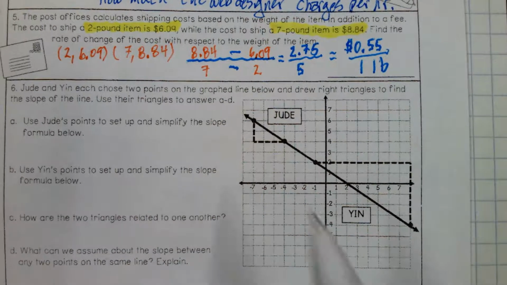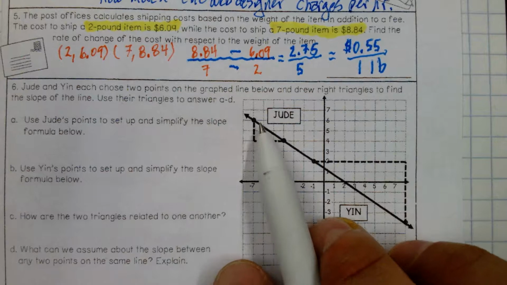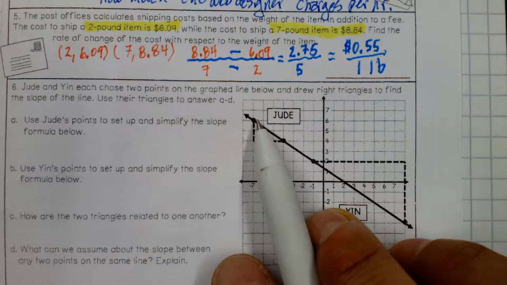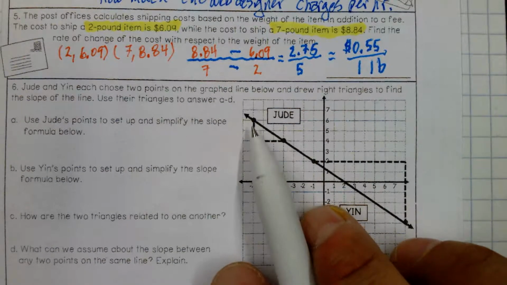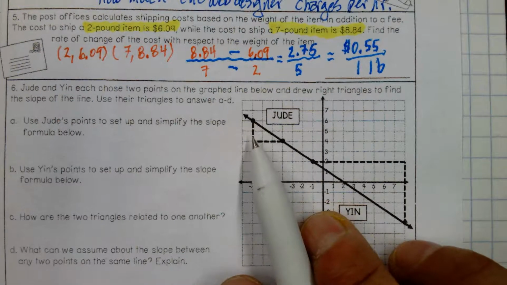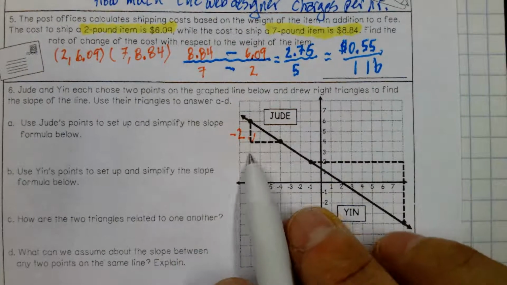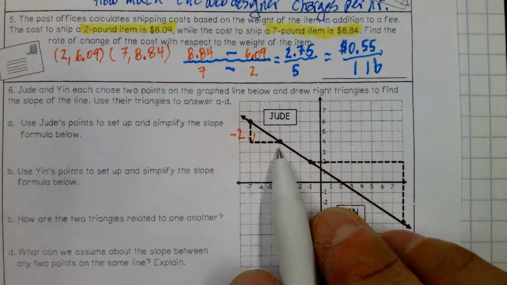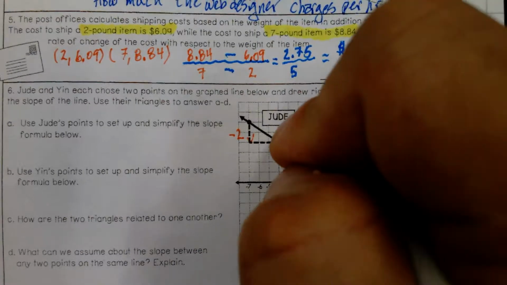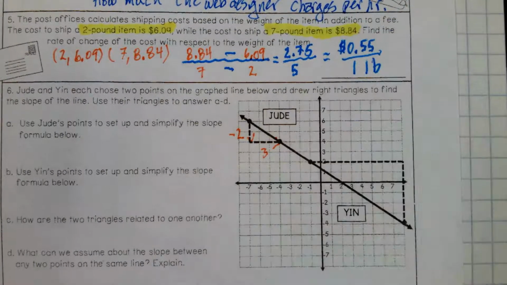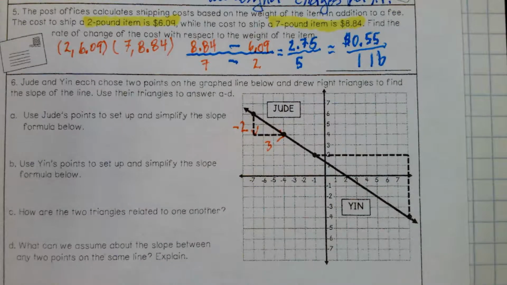So let's study the graph. And I like the way Jude did it because she picked this point to start with, and she's going down to this point. How many spaces did we go down? 2. So since we went down 2, that's -2. And then it looks like she went 3 across. Do you see that? So what would the slope be in this case?